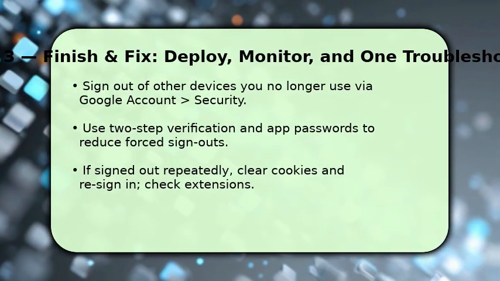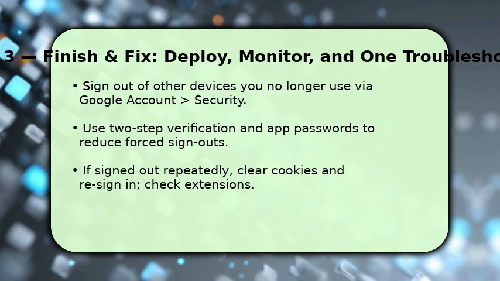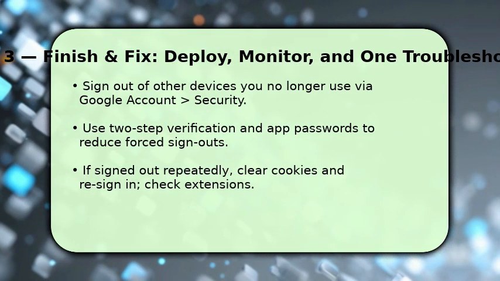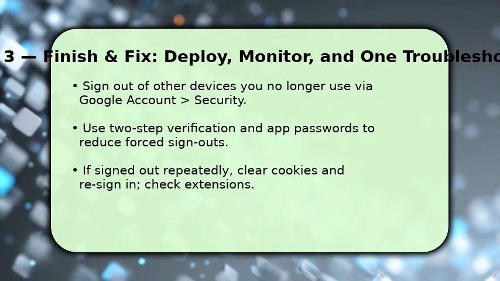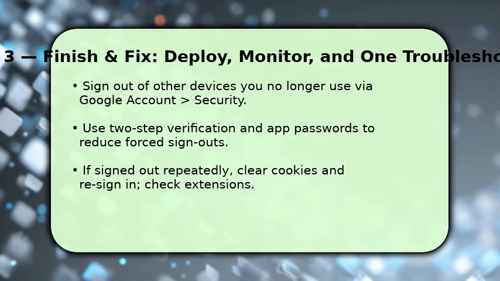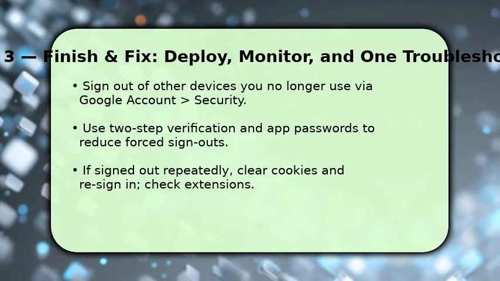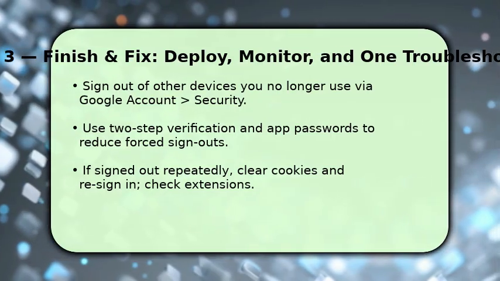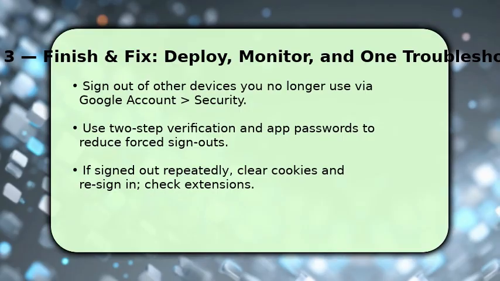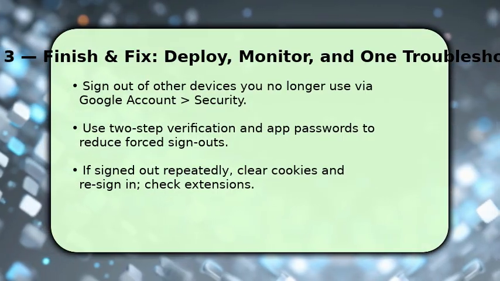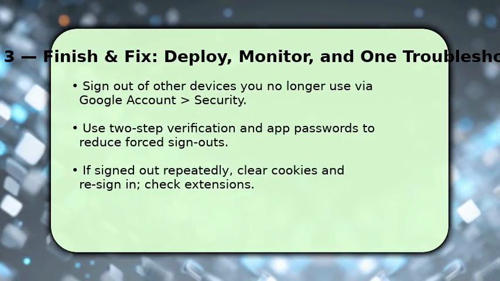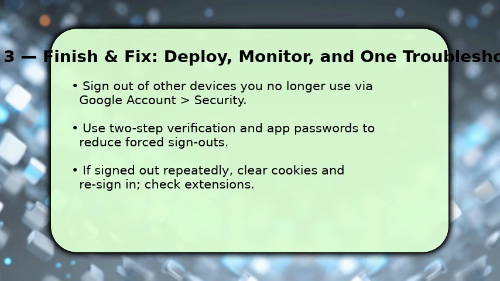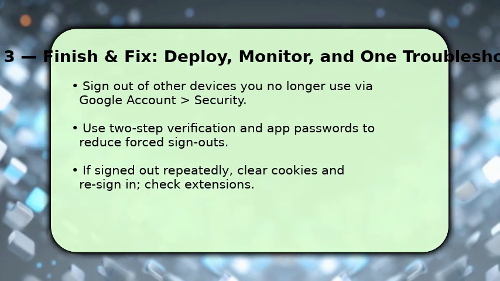Enable two-step verification to improve security and create app passwords if needed for older apps. This prevents unexpected sign-outs. If you still get signed out, clear cookies for Google domains, then sign in again and re-enable Stay Signed In. Also inspect browser extensions for cookie managers or privacy tools. One quick troubleshooting tip: try a different browser to isolate whether.